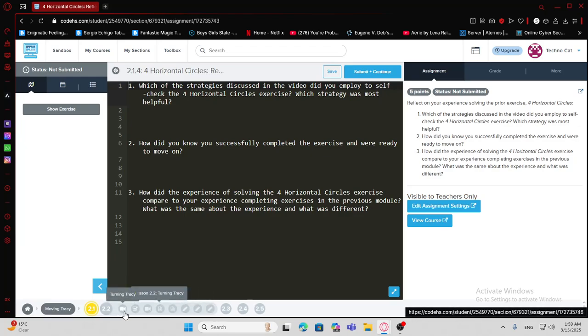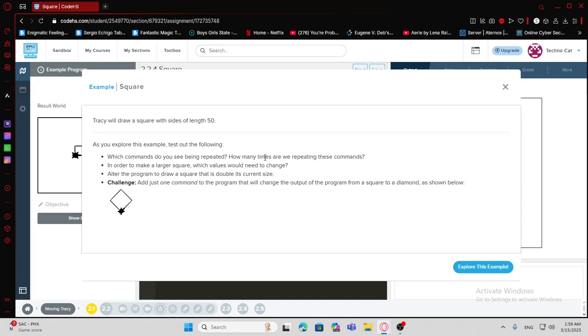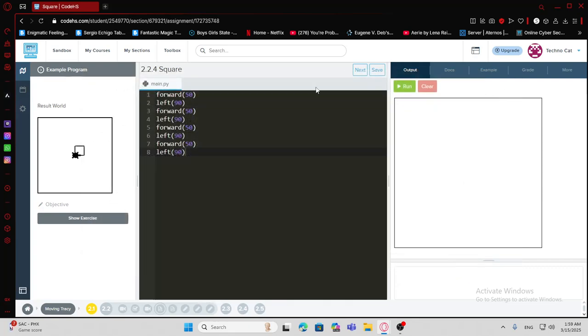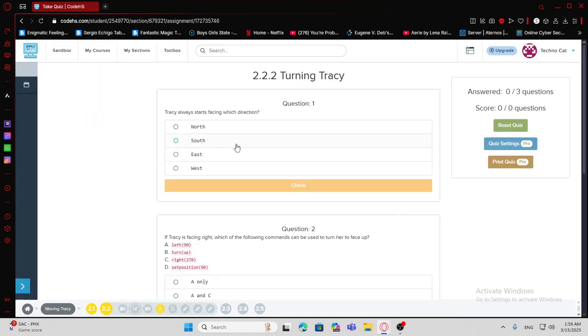Now in this next, oh, this actually shouldn't be too bad. I guess we can do 2.2 as well. So this is just showing us that Tracy can make other shapes than just a circle. I believe this is a quiz.